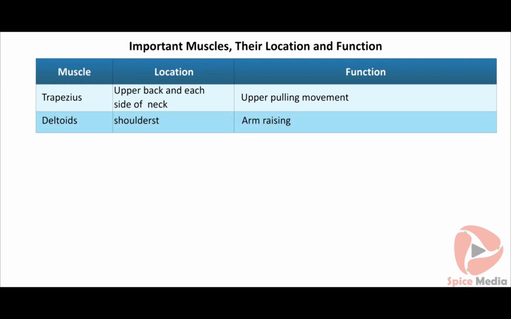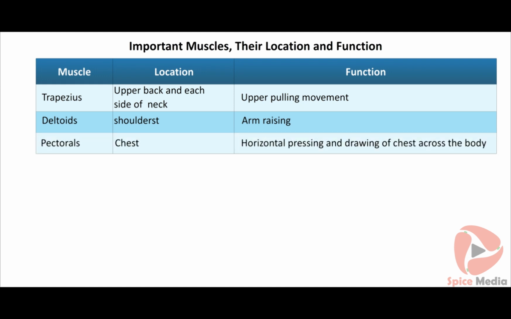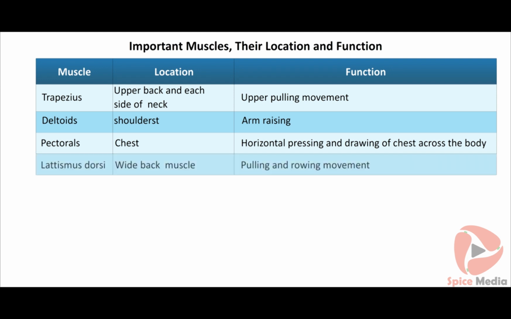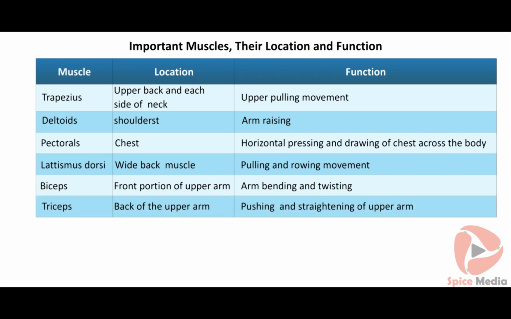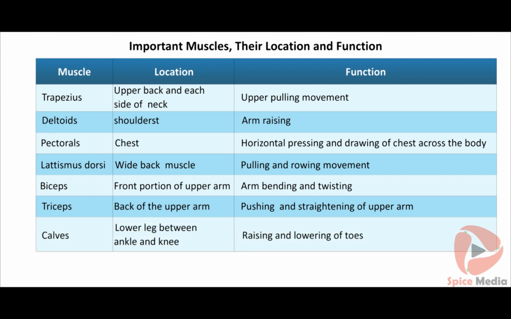Here are some of the important muscles, their positions and their functions. Trapezius muscle, found at the upper back and each side of the neck, aids in the upper pulling movement. At the shoulder, there is a deltoid that helps to raise arms. Pectorals at the chest of the human body help to push the arm forward and also aid in lowering the arm. Latissimus dorsi, the widest and most powerful muscle of the back, draws the upper arm downward and backward and rotates it inward. Biceps at the front portion of the upper arm is responsible for bending of the arm and in twisting.